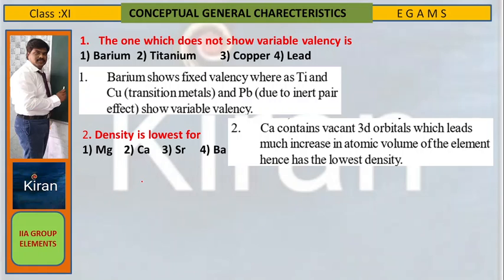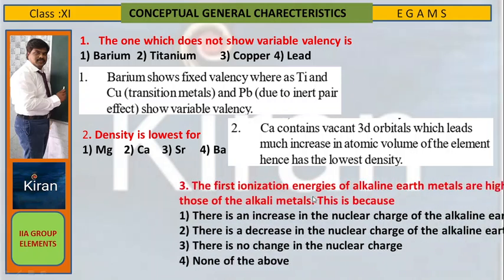When you see the electronic configuration of calcium, its atomic number is 20. The configuration is 1s2, 2s2, 2p6, 3s2, 3p6, 4s2. After 4s, 3d is also available, but because of no electrons, we didn't write it. The third shell contains d also. All the d orbitals are vacant here. The 5 d orbitals are vacant. Because of this, its volume should be high and density is low.